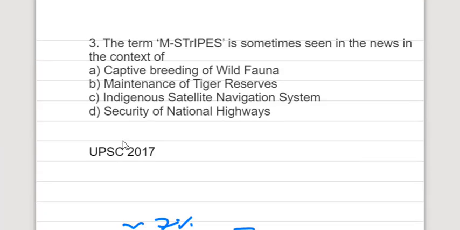Let's look into the question. This is question number 3. I have already given 2 questions earlier. The term M-Stripes is sometimes seen in news in the context of... check the options and answer in the comment box.